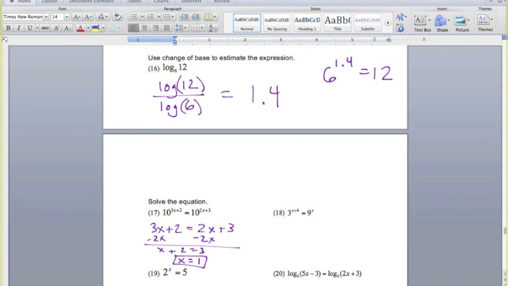On number 18, the bases are not the same. I have 3 to the something equals 9 to the something. So the bases are not the same, but could we make them the same? Yes. By doing what? Writing a 9 as 3 squared. 3 squared is 9, so we haven't changed the problem, we just changed the way that it's written. Replace the 9 for a 3 squared. Now the bases are the same on both sides, which means the exponents must be the same on both sides.